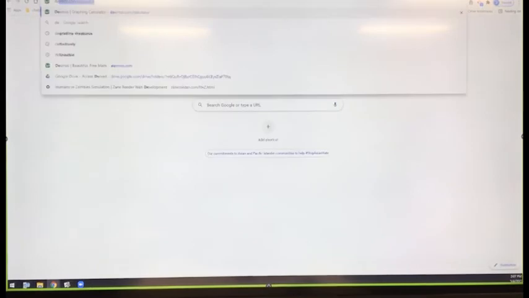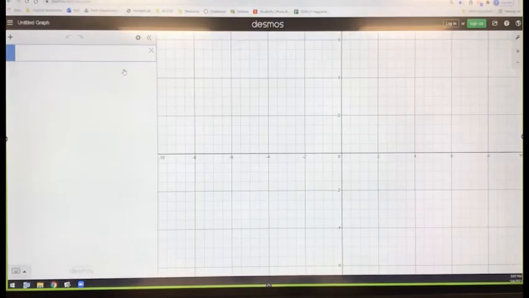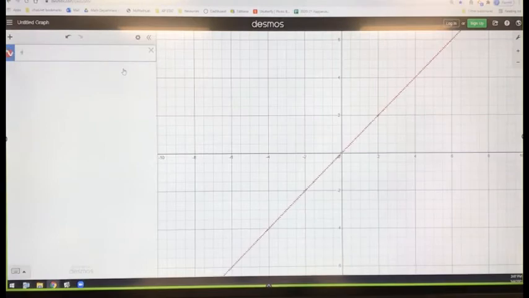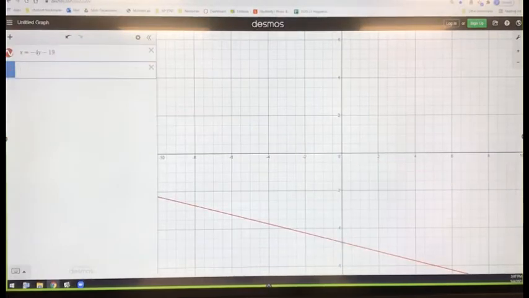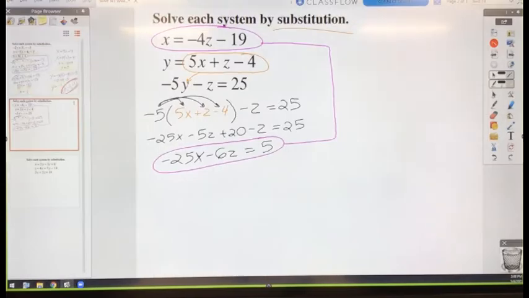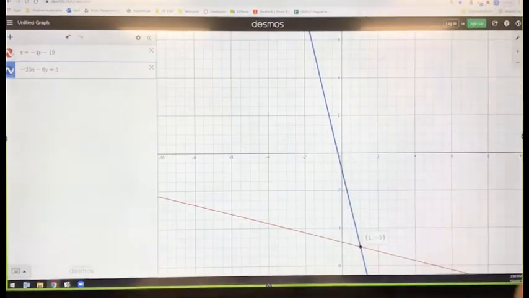Because I'm going to take some shortcuts, just to remind you how important graphing can be and how quickly it can be. So my first equation, x equals negative 4. For the sake of graphing, I'm going to change that to a y. And then I have negative 25x minus 6y. I know it's a z, but I'm changing it now for the graph. Equals 5. And I see my solution is where? 1 and negative 5.